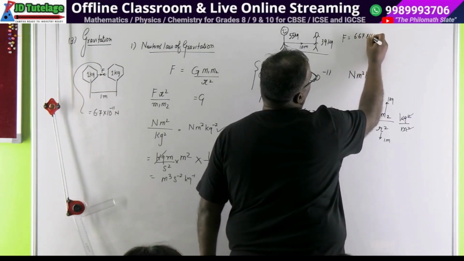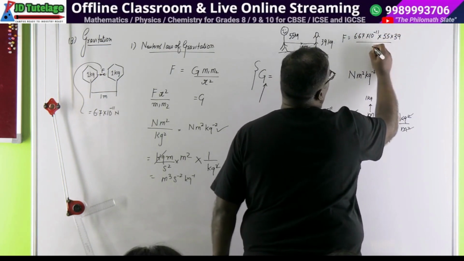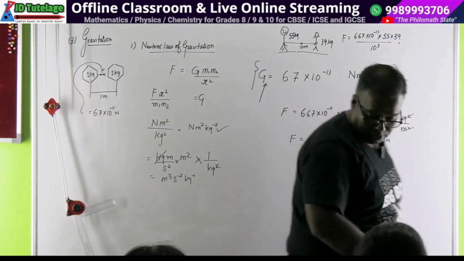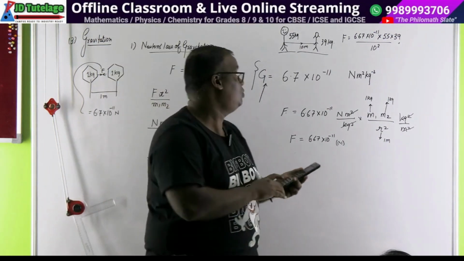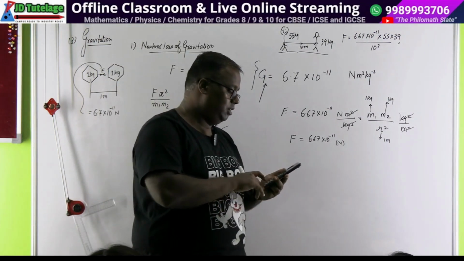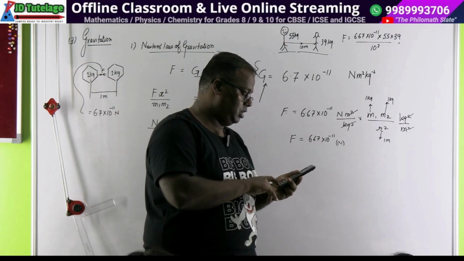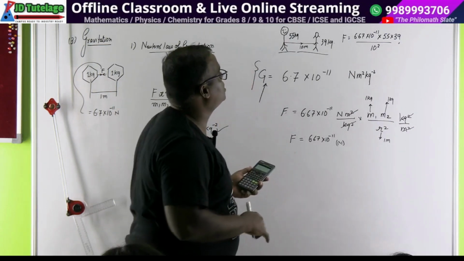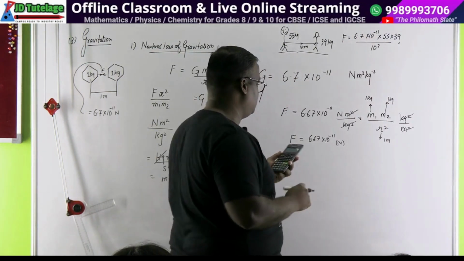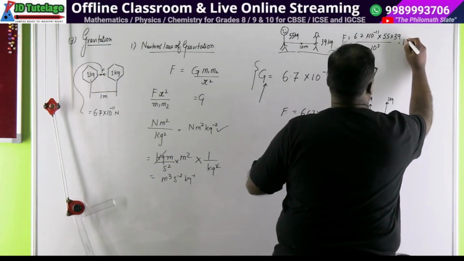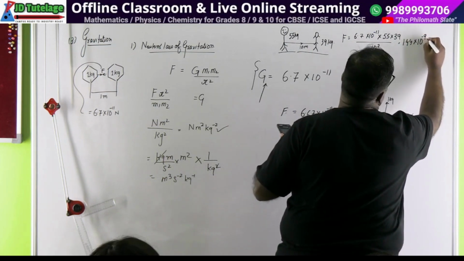F is equal to 6.67 into 10 to the power minus 11 multiplied by 55 into 39 divided by 10 square. Where did the scientific calculator go? Let's see, it's your luck. Look, 55 kgs into 39 divided by 10 square is 100, multiplied by 6.7, exponent negative 11, 6.67. I have got that habit of writing 6.67, you write 6.7, okay. So the magic figure comes out and I'm writing it. The attraction force between you and your crush is around 1.44 into 10 to the power minus 9 Newton. Very less.